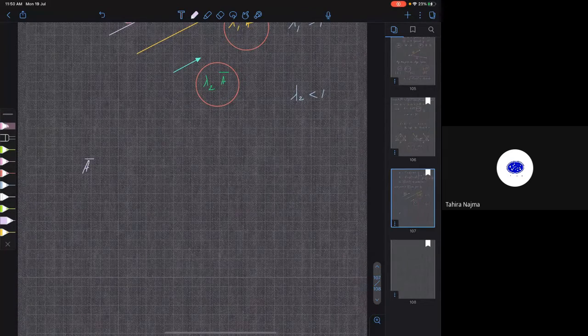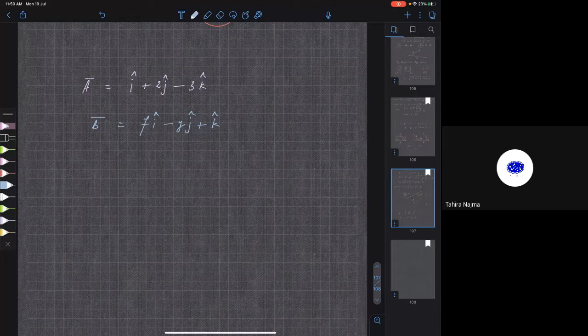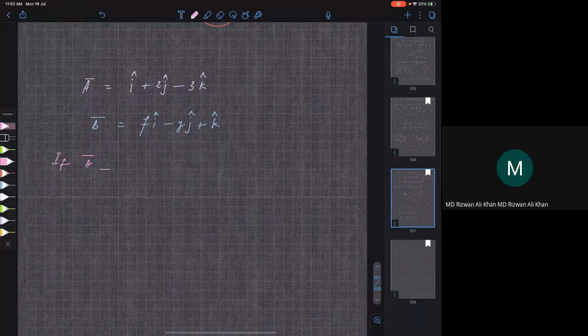If A bar equals i cap plus 2j cap minus 3k cap and B bar equals 7i cap minus yj cap plus k cap. If both are perpendicular, then what is the value of y?